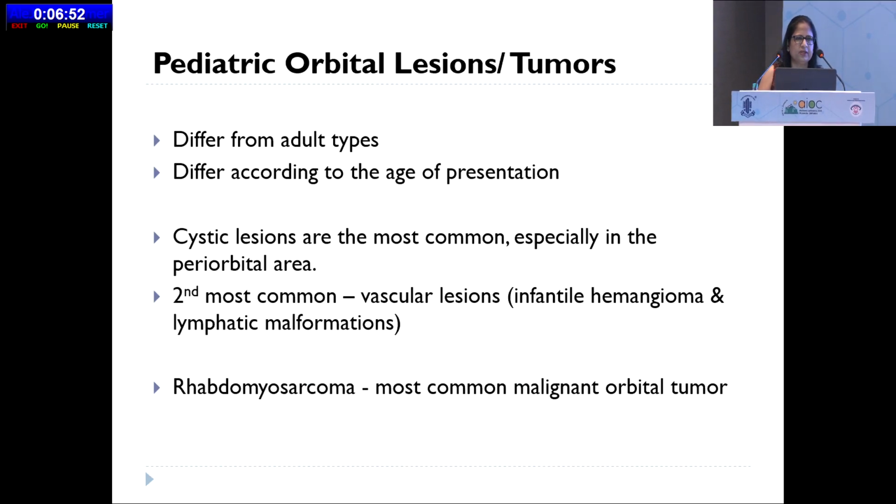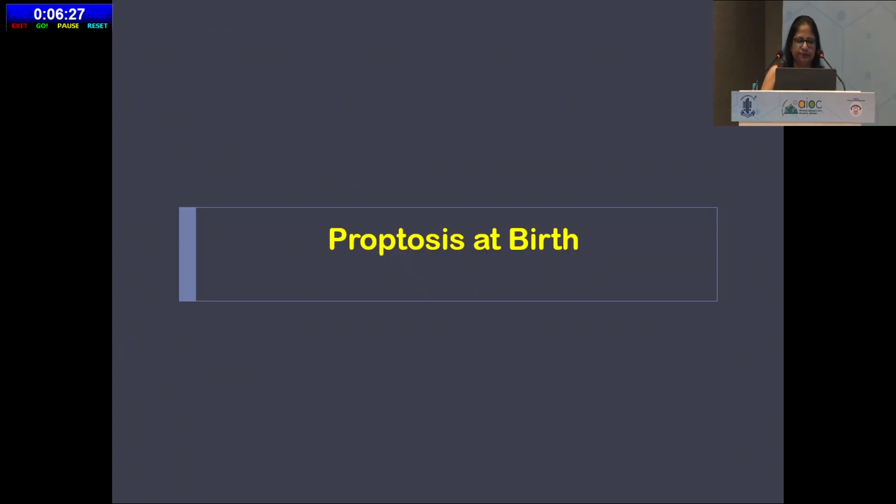So, we should remember that pediatric orbital lesions or tumors differ from adult types and also according to the age of presentation. Cystic lesions are the most common, especially in the periorbital area in children. Second most common are the vascular lesions, mostly infantile hemangioma, which we also call capillary hemangioma, lymphatic malformations, and rhabdomyosarcoma is the most common malignant orbital tumor.